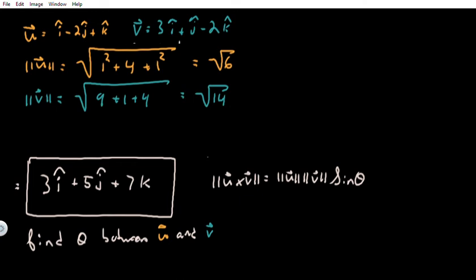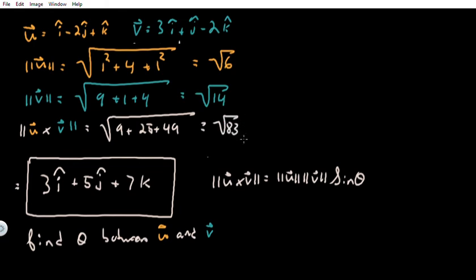And now the magnitude of u crossed with v, that's nothing more than the magnitude of this vector down here. And this has a magnitude of the square root of 3 squared, which is 9, plus 25, plus 7 squared, which is 49. 9 plus 25 is 34. This should give me 83, square root of 83. Just double check that real quick. 9 plus 25, 49, 83. We got it.